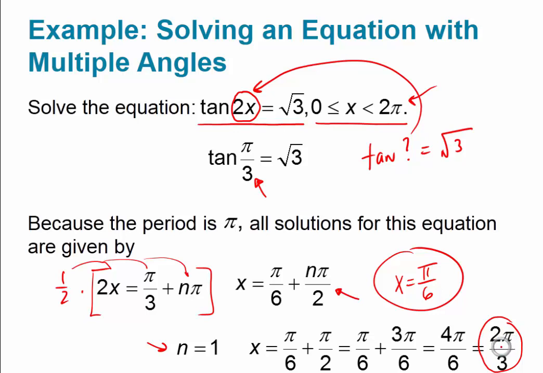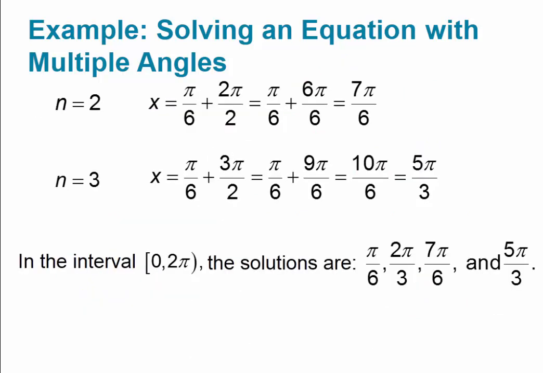Now we're going to look at when n is equal to 2. When n is equal to 2, we plug that in there, add 2 pi over 2, which is the same as 6 pi over 6. We get our third solution here, 7 pi over 6. Then we're going to look at n is equal to 3. When we plug that into our little mini equation here, we're going to get 5 pi over 3. Let me show you now when n is equal to 4, because we're going to keep going until we get to 2 pi or go past 2 pi. Well, we're still short of 2 pi. Remember, 6 pi over 3 would be 2 pi.